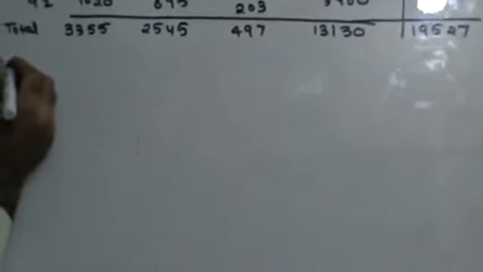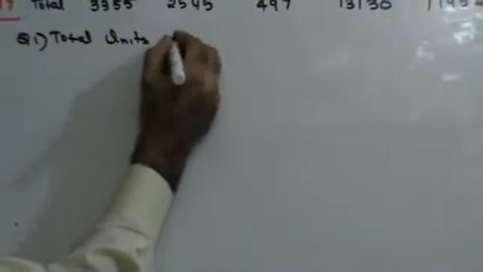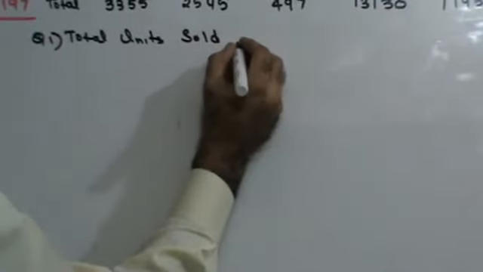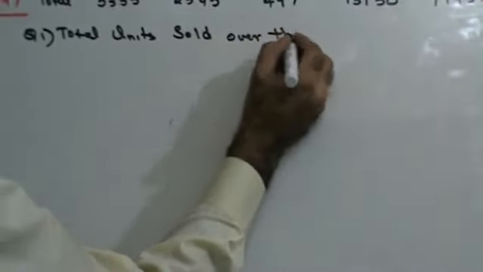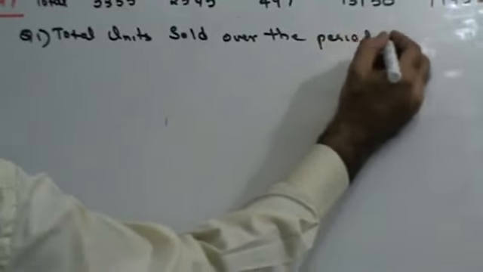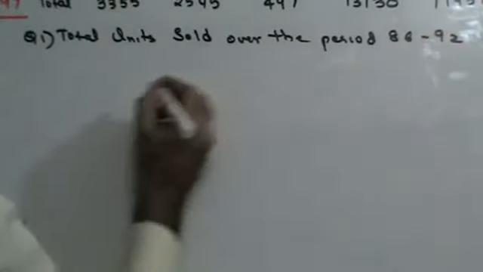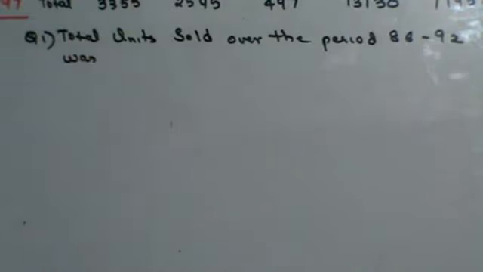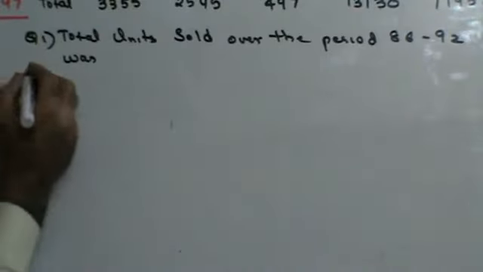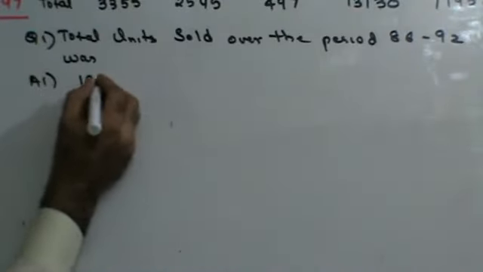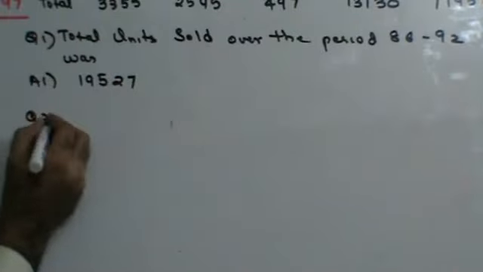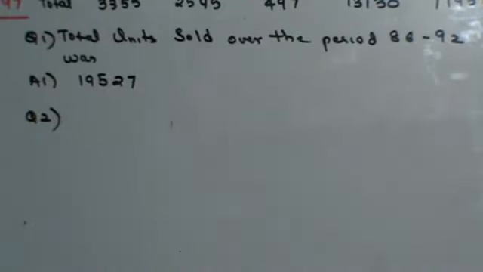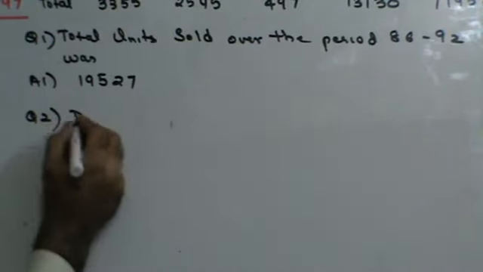Let's see this. Total units sold over the period 86 to 92 was. How many units have been sold from 86 to 92? The total number of units that have been sold. We already found out that the grand total is 19,527. Right? That's the total number of units that have been sold over the period from 86 to 92. During which year?